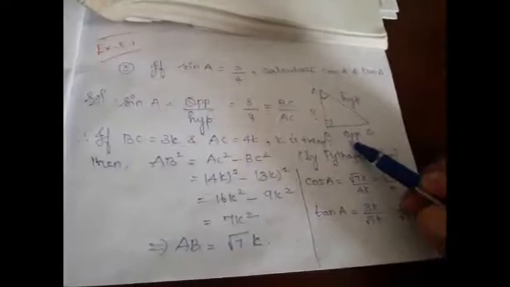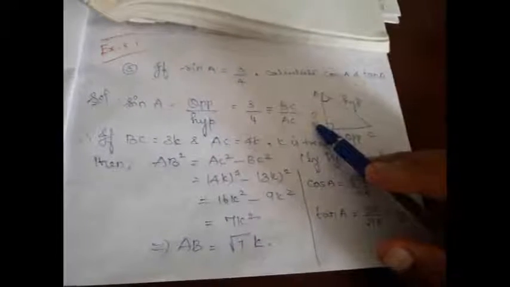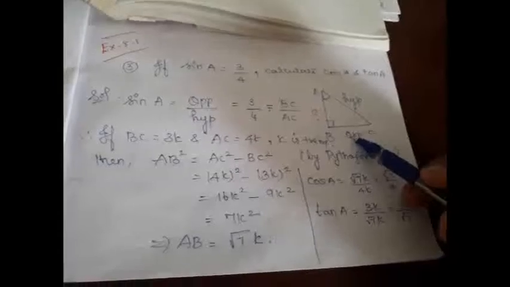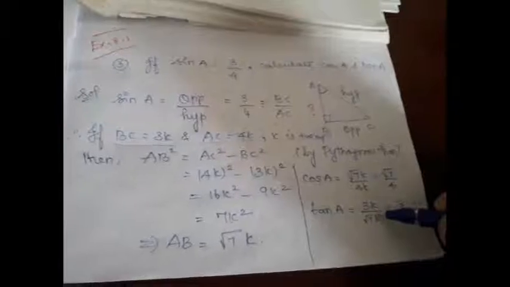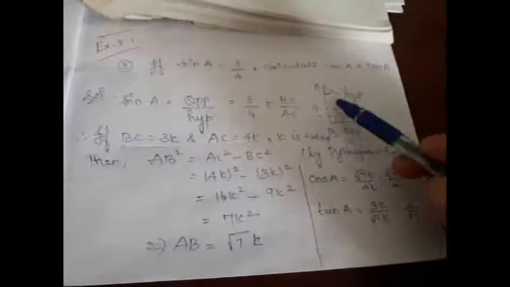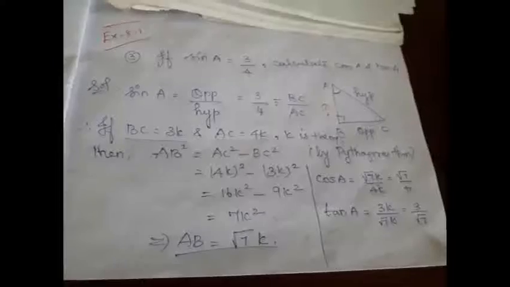Similarly, tan A is opposite to A divided by adjacent to A. Opposite to A is BC, and the BC value is 3K, right? So 3K divided by adjacent to A, which is AB, and the AB value is root 7 K. So 3K divided by root 7 K. K will get cancelled. So tan A is 3 by root 7.